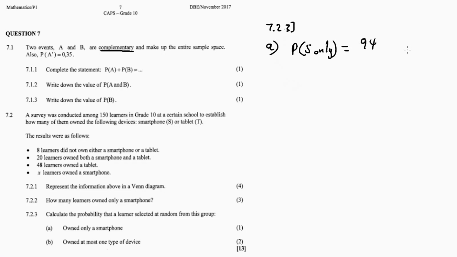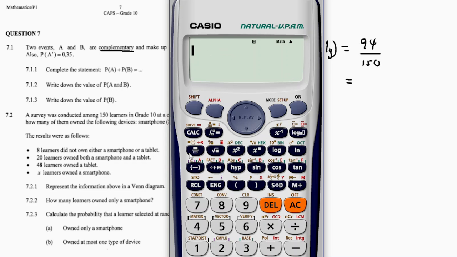Ngifuna the probability of smartphones only, which is the number of ama-smartphones kuphela, which is 94, divided by the total number of learners. So this is my probability. Maybe I can get the simplest form of the fraction, which is 47 over 75. Ungayishia so or so, it's still fine.